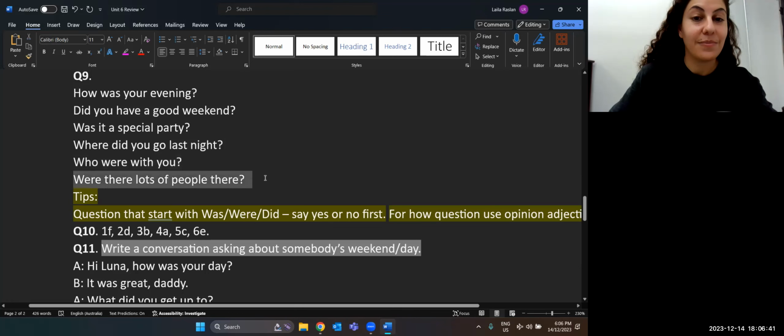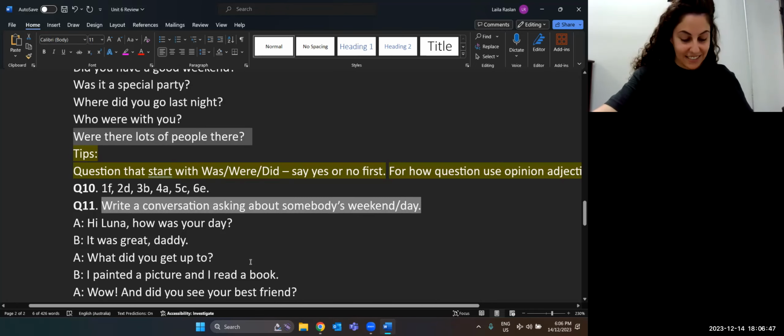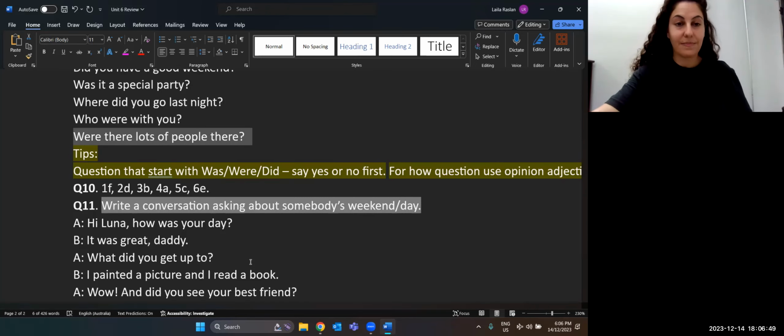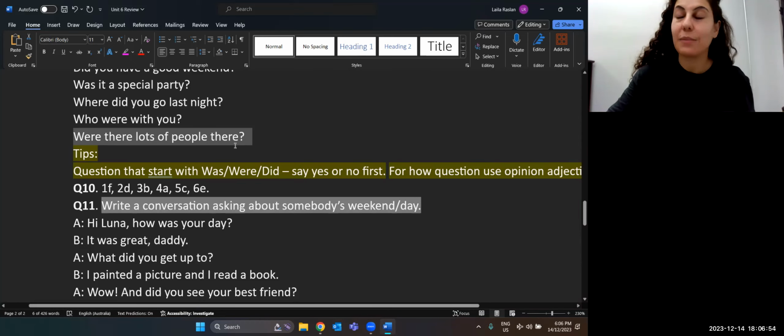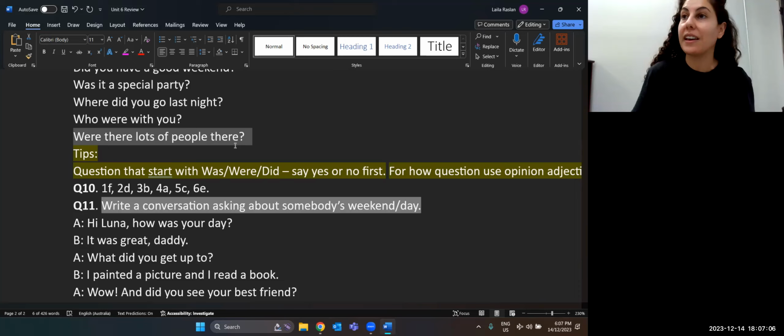Were. Now this is for plural. Were there lots of people there? That comes from our there. Now there, because I don't want to repeat the location. So I'm talking about a place. Were there lots of people there? So there could mean at the party, at your class, wherever. On your holiday, were there lots of people there?